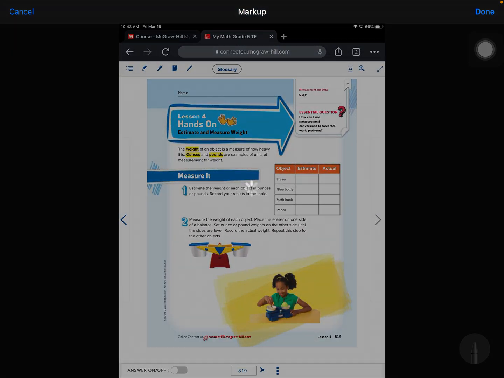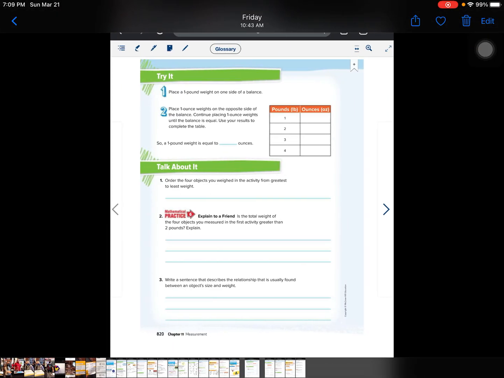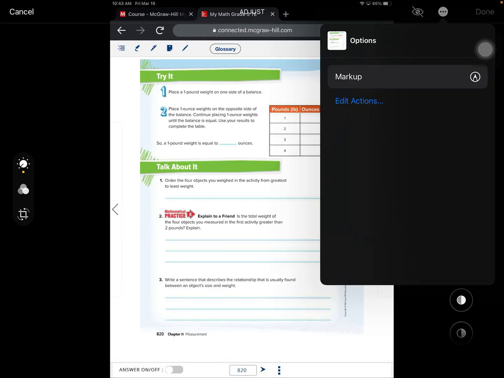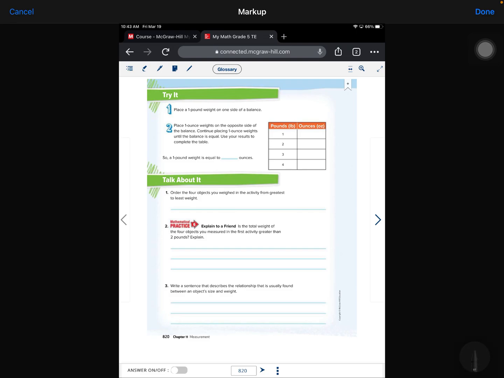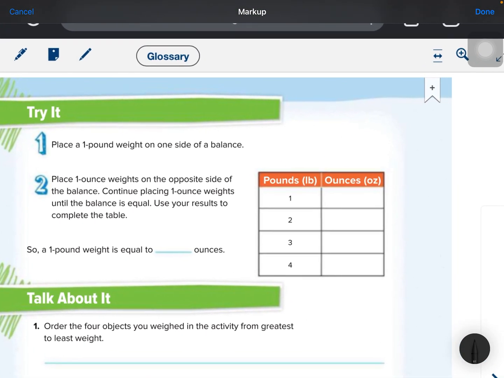Okay, now we're going to skip this page and talk about the kind of weights and measurements we're going to use today. What you need to understand for today is that 16 ounces equal 1 pound. Pound is written as LB for short. This means pound. OZ is also short for ounces.